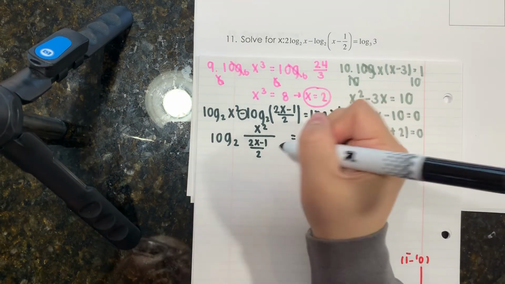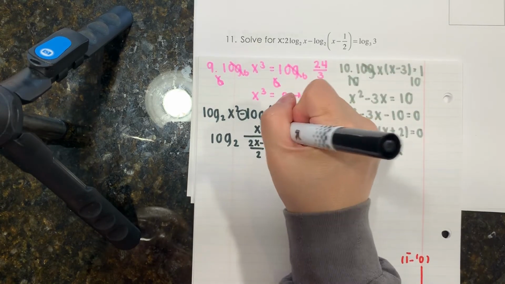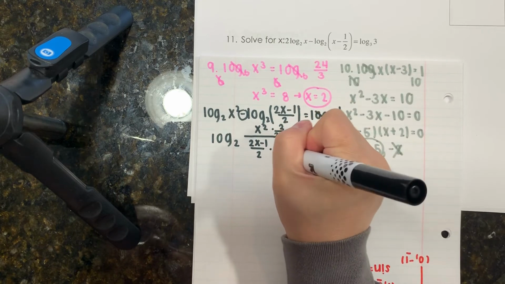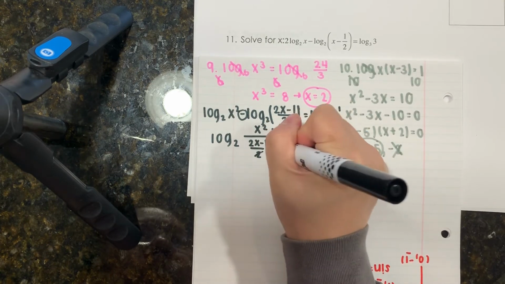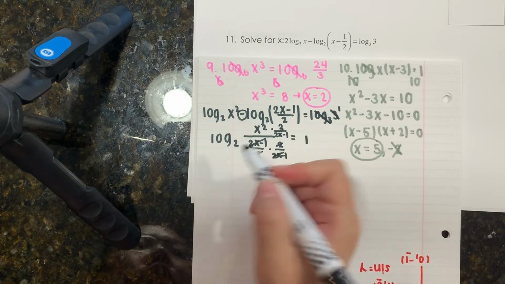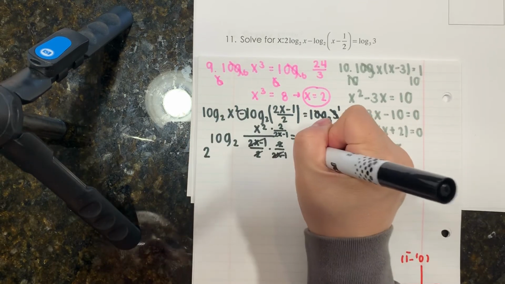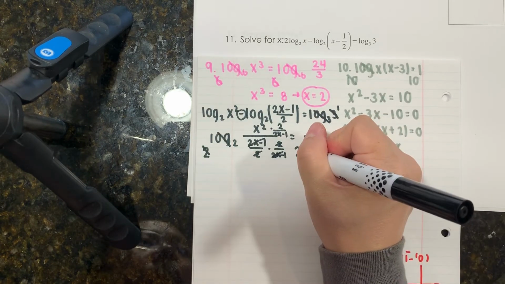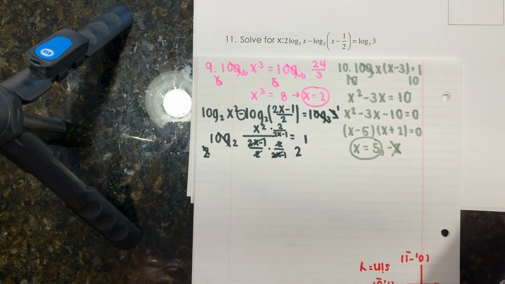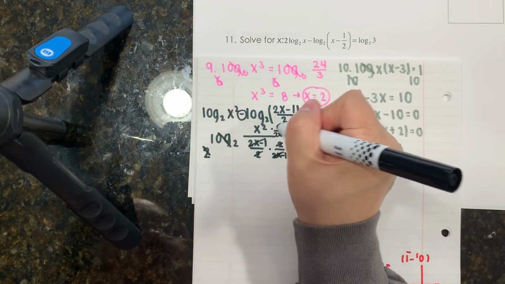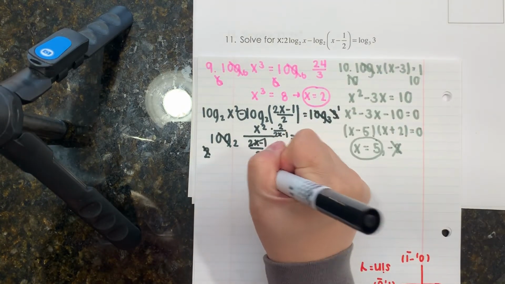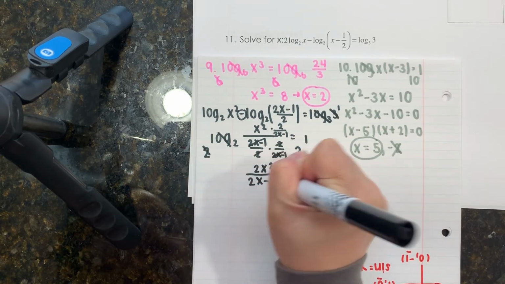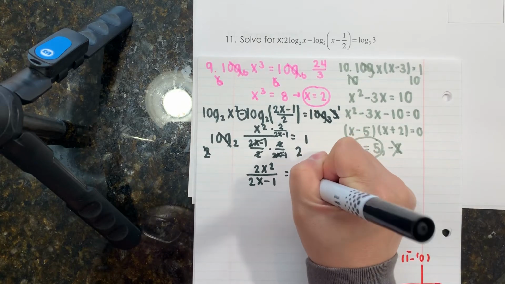Now to get rid of the complex fraction, you would multiply by the reciprocal, which would be 2 over 2x minus 1. And at the same time, I'm going to get rid of the log 2 by raising both sides to the power of 2. So 2 to the log 2, and that would cancel. And on the right side, it would be 2 to the 1, which would be equal to 2. Now, I'm going to multiply 2x squared over 2x minus 1 equals 2. And we can put that over 1.